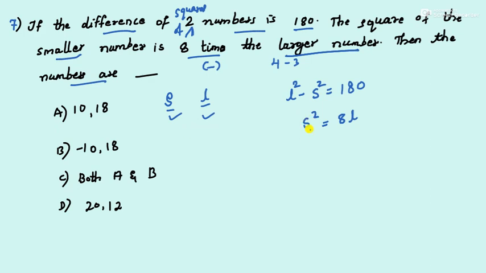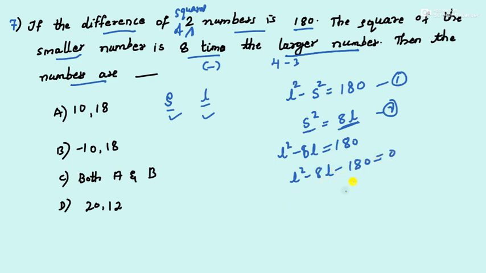So now if you take equation 1 and this as 2, in equation 1 we can put the value of s square as 8l, sorry, not 18, is equal to 180. So when we bring it to LHS, this whole becomes a quadratic equation.